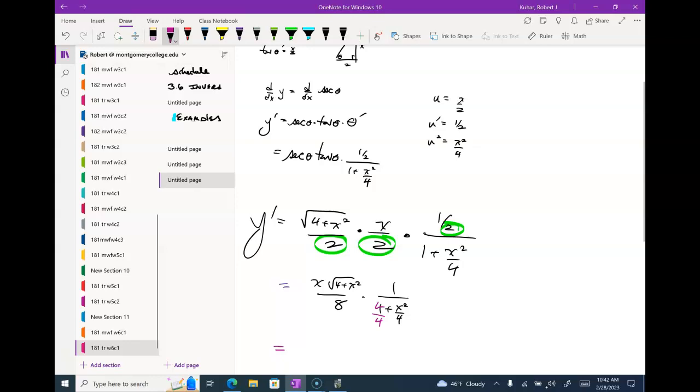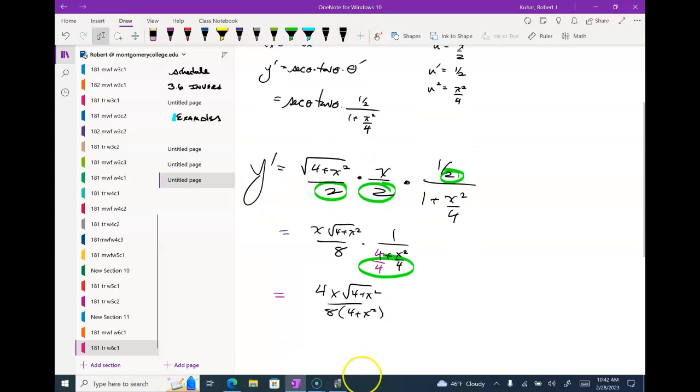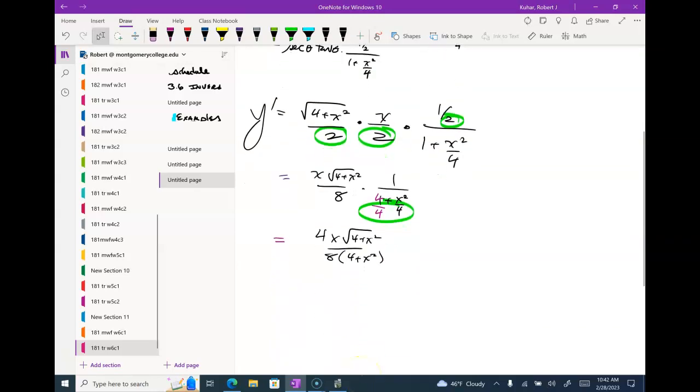Keep, change, flip. Where does that downstairs 4 move? Upstairs, thank you. I get 4x times the square root of 4 plus x squared over 8 times 4 plus x squared. Am I done? No. 4 over 8 is 1/2. Rad x over x is?